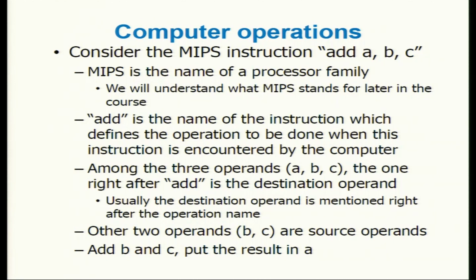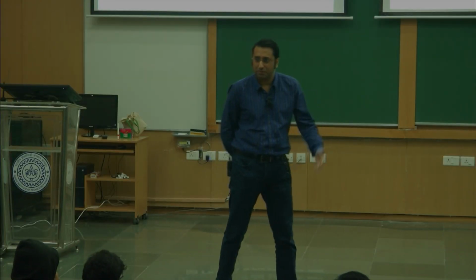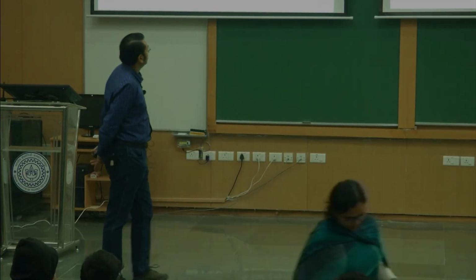And B and C are the source operands. So far, for example, in the previous example, we have assumed that instruction operands are the same as high-level language program variables. For example, A equal to B plus C would translate to add A comma B comma C. Unfortunately, that's not correct.